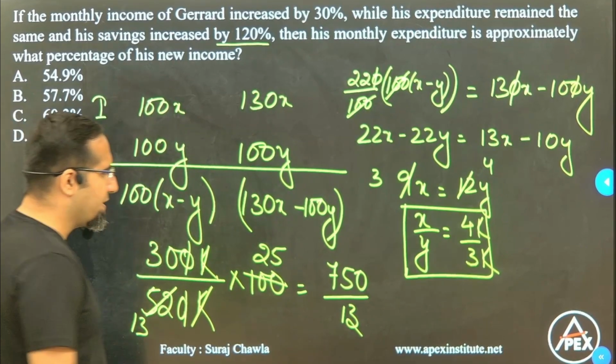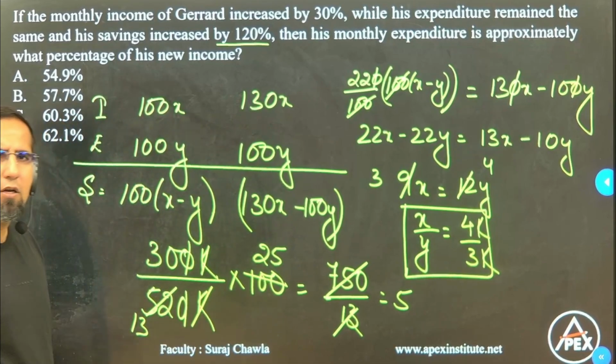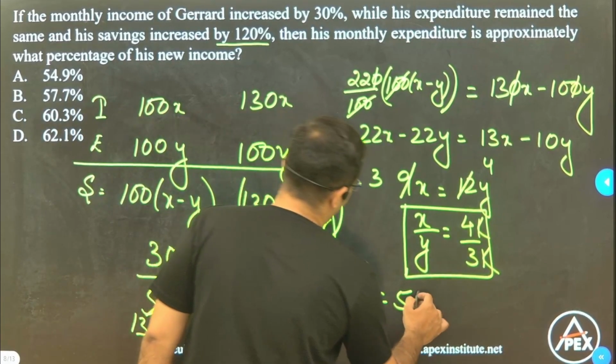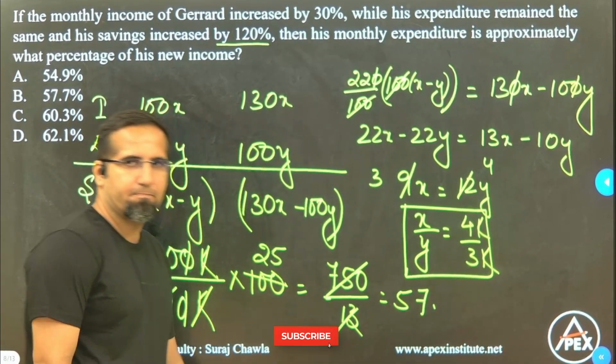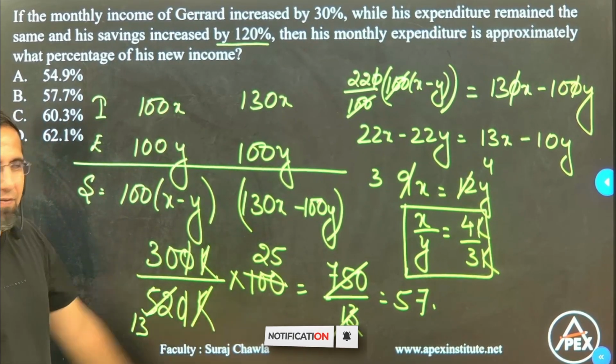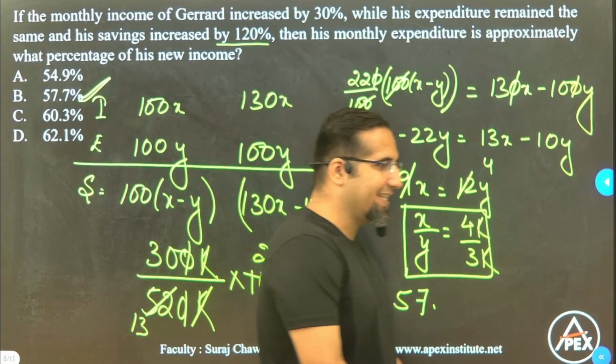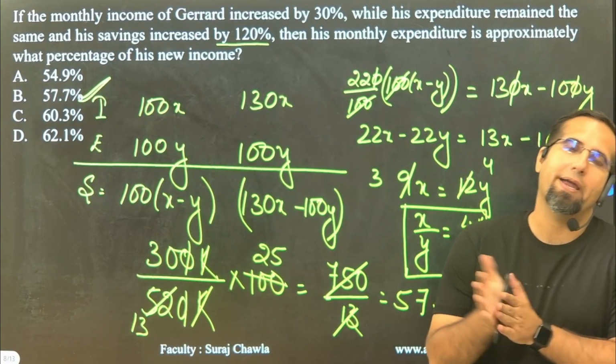So 13 5s is 65. हमारे पास बचा 100. We should know that 13 7s is 91. फिर बचा 90, which is again approximately 7. So therefore your answer here becomes 57.7% should be your required answer.